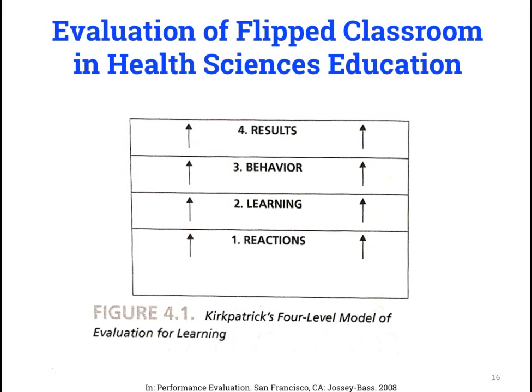But anyways, when we look at the evaluation of flipped classroom in health sciences education, I refer to Kirkpatrick's 4-level model of evaluation for learning to illustrate one concept. The concept being that to really see results of a change in a model or a program, one is looking at the reactions of those involved, for example, the students or the educators, their attitude, their satisfaction with what's going on. That would be one goal, but that doesn't necessarily mean you're getting good results.